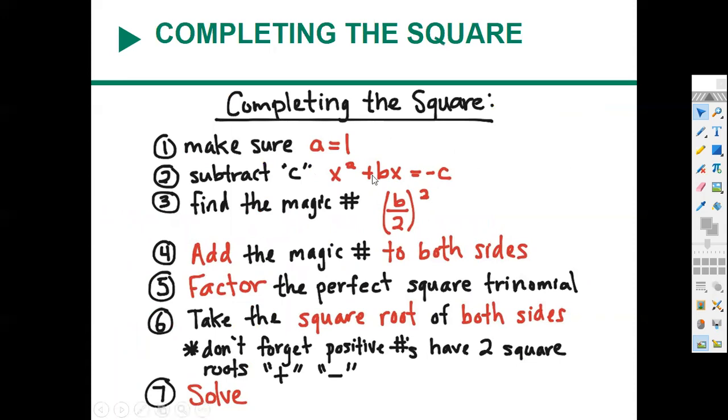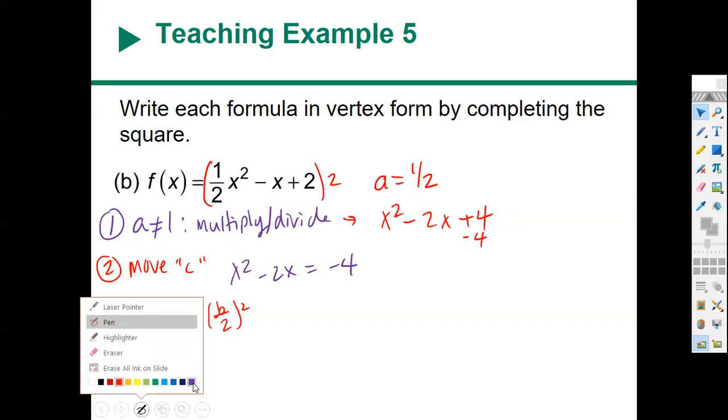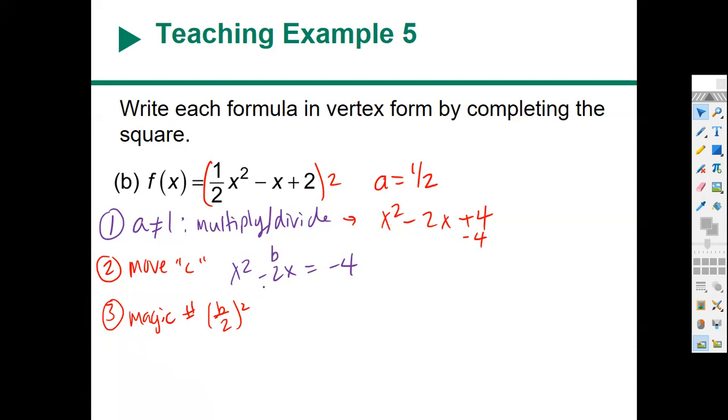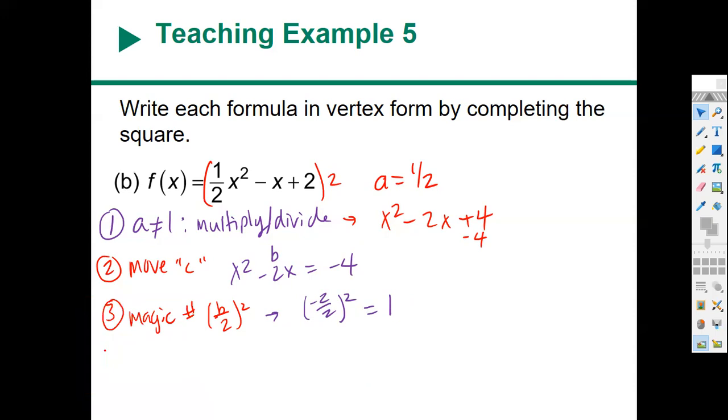Okay. So we're on step 3 where we're finding our magic number. So b divided by 2 squared is where we're at. So our b in this case is -2. So we have -2 divided by 2 squared, which is just going to equal 1. Okay. Step 4 is you're going to add your magic number to both sides.